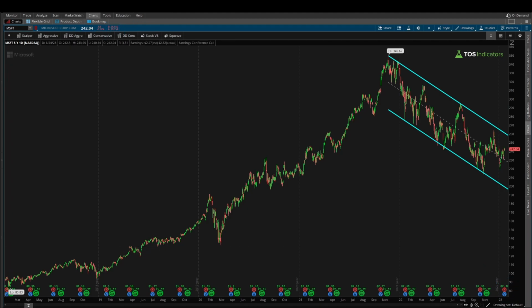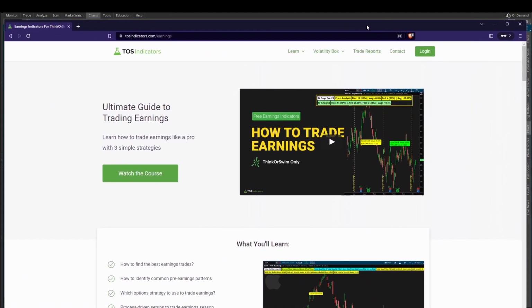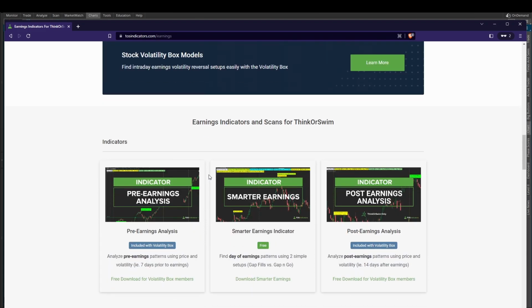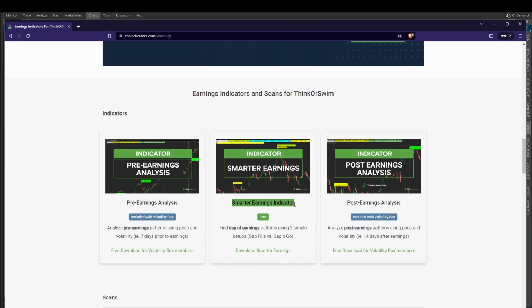Now for that, we're going to be using our Smarter Earnings Indicator. You can download that for free on our website, tosindicators.com/earnings. There you can not only watch this guide, it's around an hour long and walks through lots of different examples around using these earnings tools, but you can also download them yourself to test this out for any one of the other markets that reported today. You're looking for the Smarter Earnings Indicator. This is the one useful for trading the actual day of earnings.